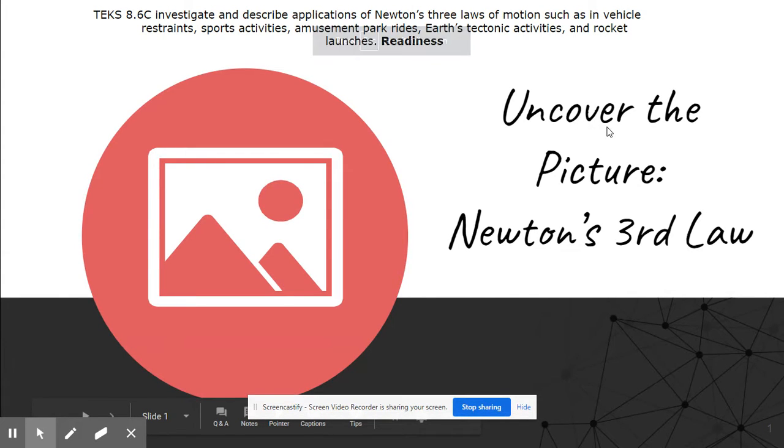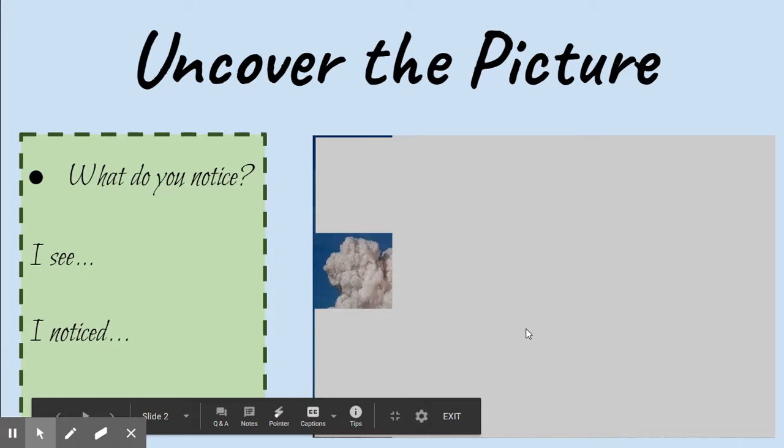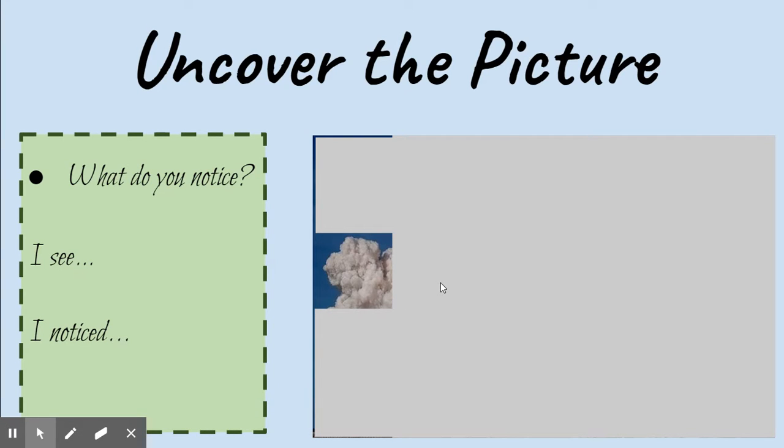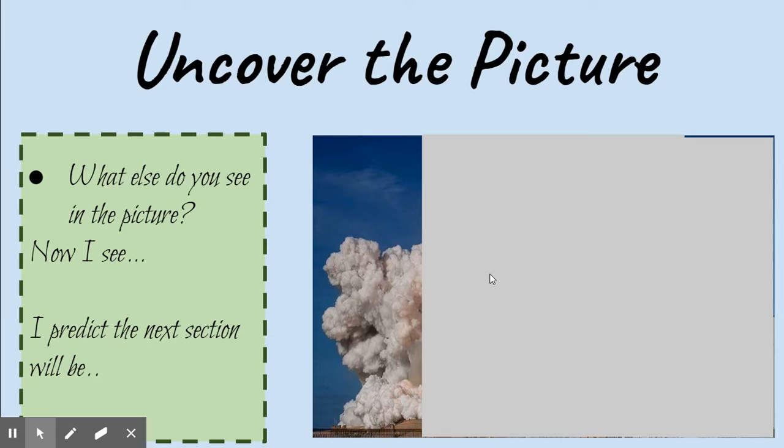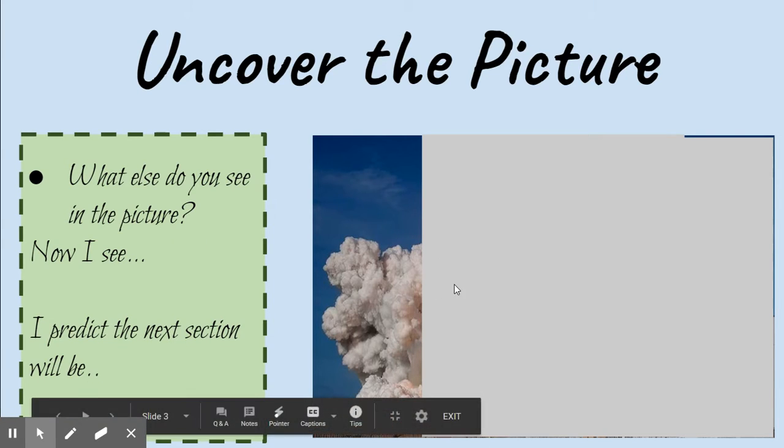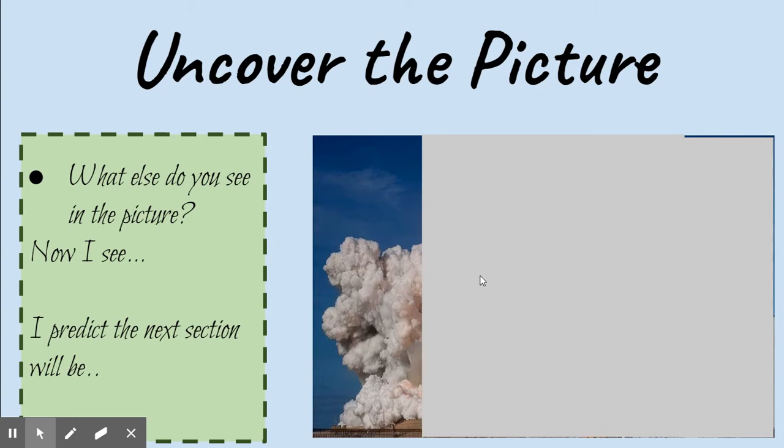Let's uncover the picture and focus on Newton's third law. What do you notice in the picture? I see smoke. I notice the smoke is in the sky. What else do you see in the picture? Now I see the ground. I predict the next section will be a rocket.